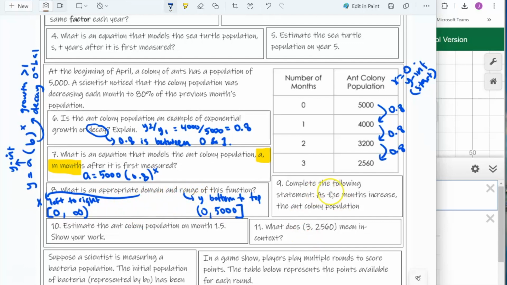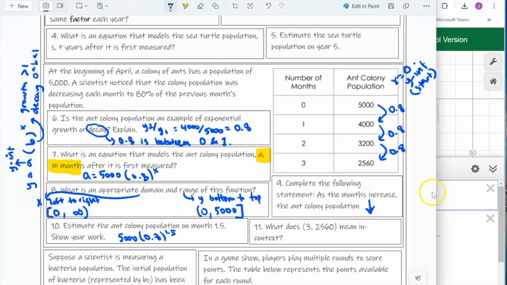All right, question number 9, complete the following statements. As the months increase, the ant colony population does what? So as the months are going up, what's happening to the population? They are decreasing. So I'm just going to write decreasing or an arrow down. Number 10, estimate the ant colony population on month 1.5. Show your work. Okay, so month 1.5. So here's my equation right here. And they're saying that the time is 1.5. So all I got to do is just write out the equation. So 5,000, 0.8, and then 1.5 is the time.